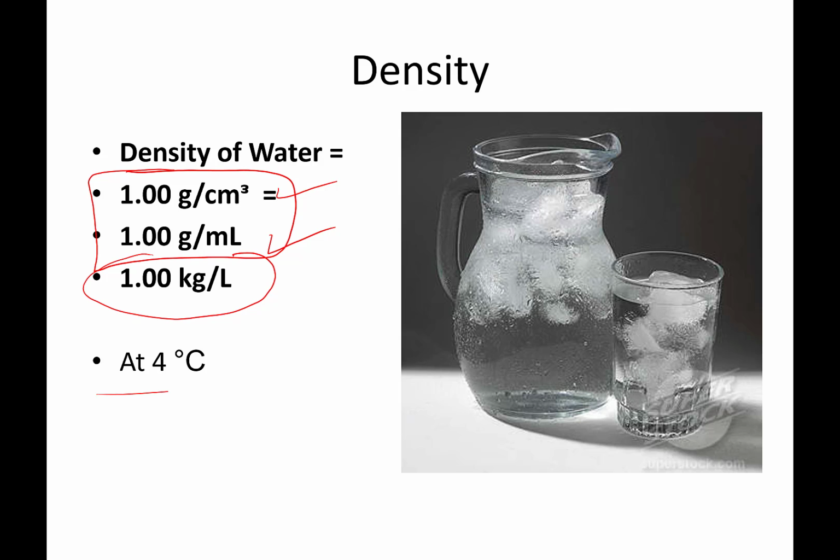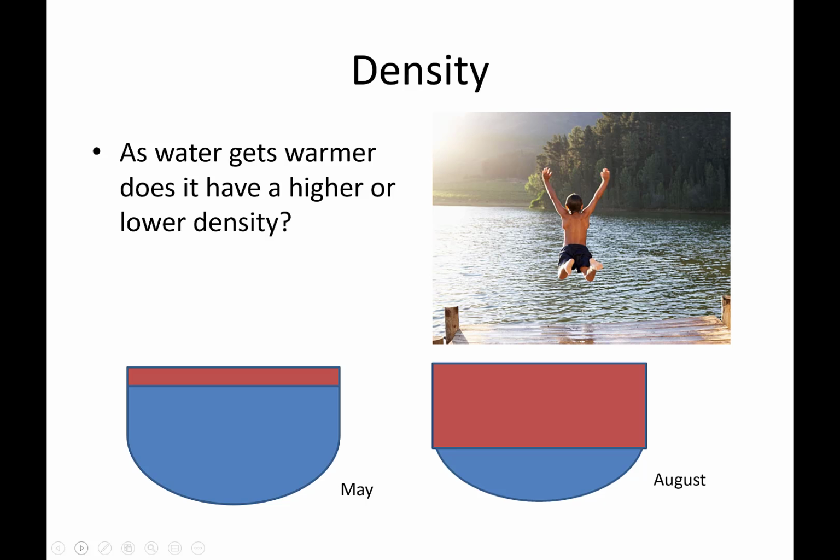And why do I mention 4 degrees Celsius? This is an important temperature in chemistry as we start talking about changes of state, when something goes from a solid to a liquid to a gas, and we start talking about latent heats and things like that. We'll get into that in more detail, but those numbers are important. Put a little star by them. Make sure you have those down someplace because we're going to use those.